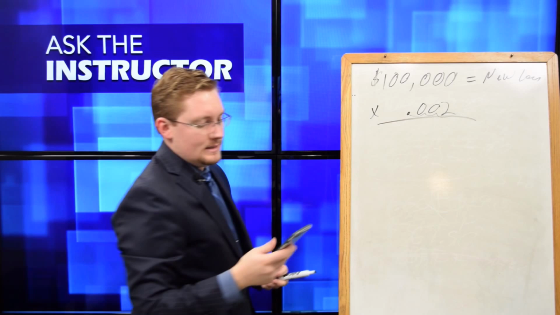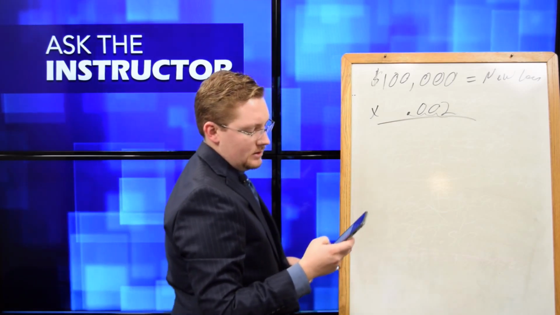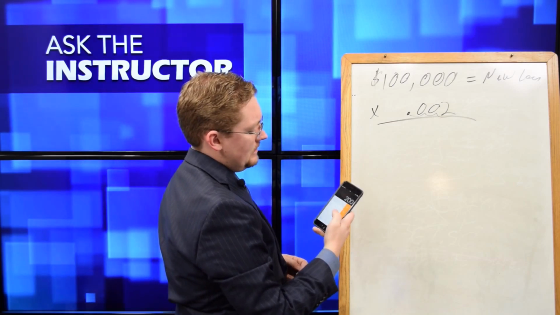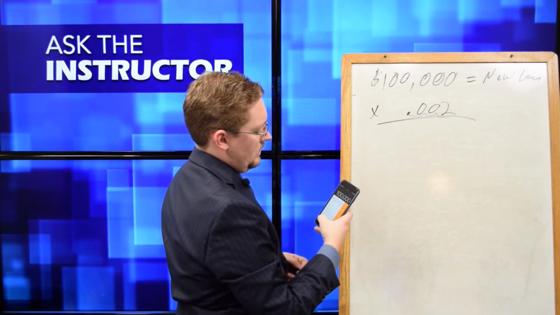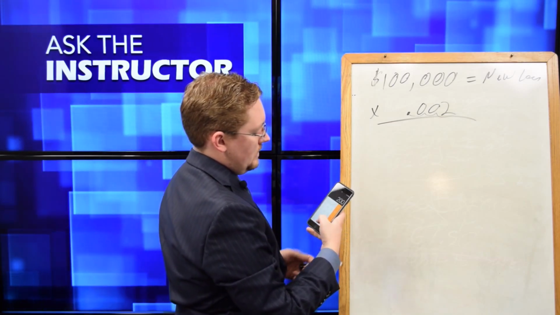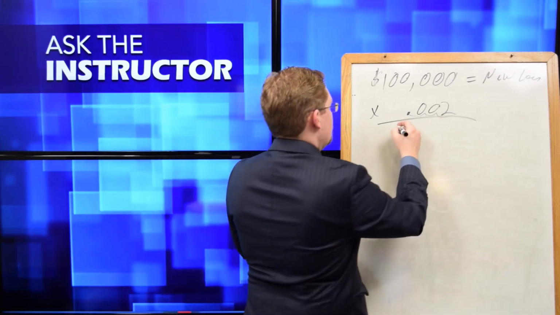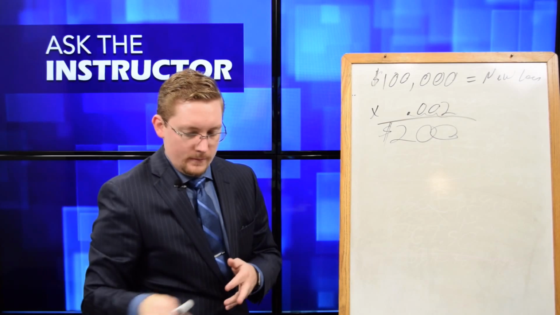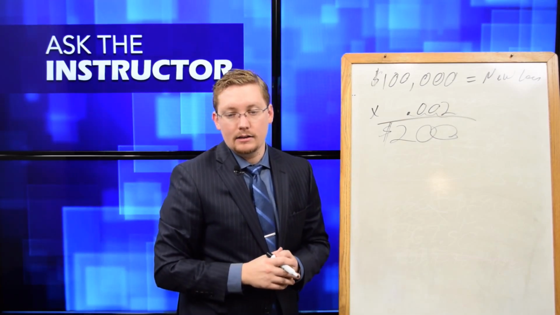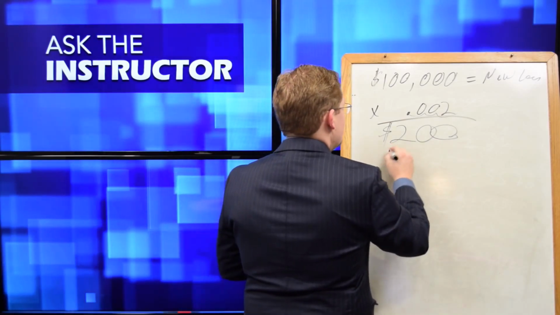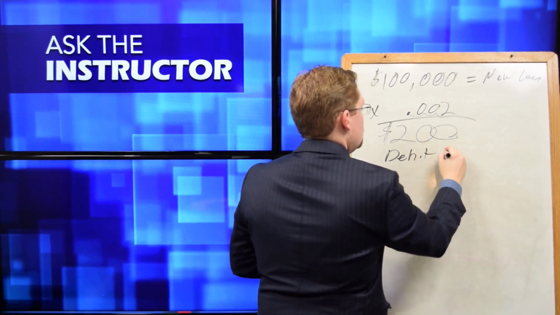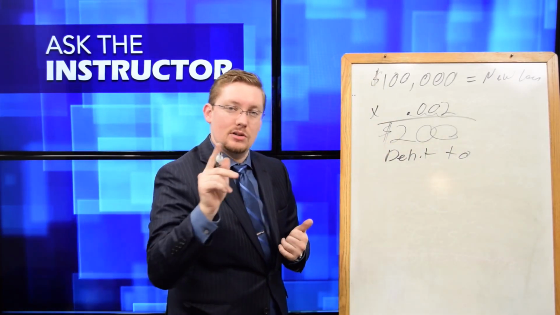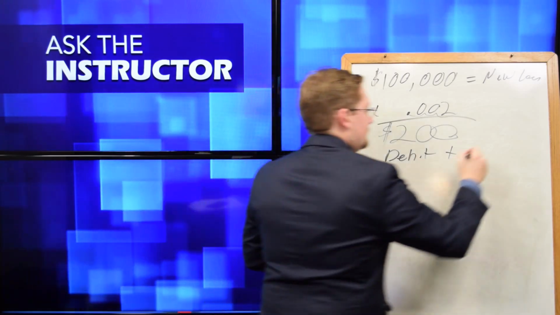And then we're just going to plug this in, 100,000 times 0.002. And I believe this should be $20... 100,000 times 0.002, and we get $200. So our intangible tax is $200. And again, how is this going to appear on the closing statement? This is going to be a debit to seller or buyer? Well, it's the buyer's financing, so it's a debit to the buyer.